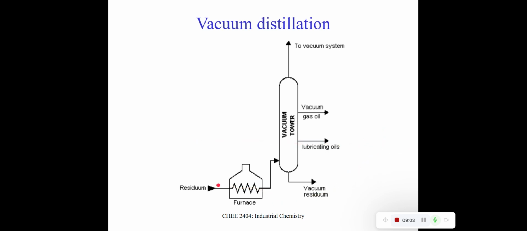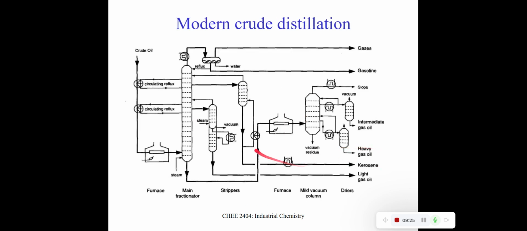Residue from the atmospheric distillation is fed to the furnace to be preheated, and then it is fed to the vacuum distillation. We get the vacuum residue from the bottoms, and at the top of the tower we get vacuum gases, vacuum gas oil and lubricating oil. Now you can see this modern crude distillation process. First the furnace heats the crude oil, and it goes to the main fractionator.